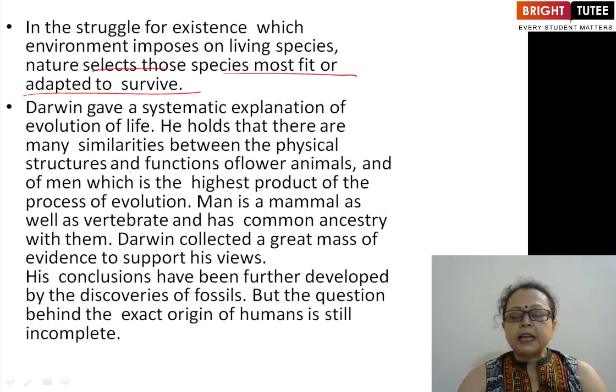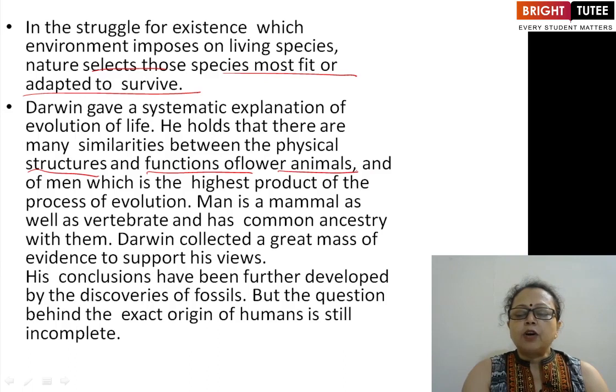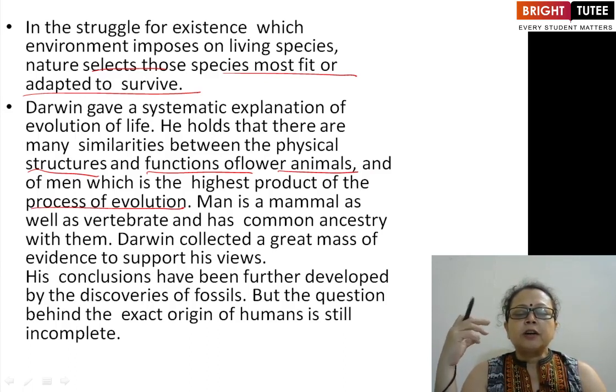He holds that there are many similarities between the physical structure and functions of lower animals and of men, which is the highest product of the process of evolution. Humans have evolved a lot. The highest product of the process of evolution is observed in humans. Man is a mammal as well as a vertebrate and has common ancestry with them.